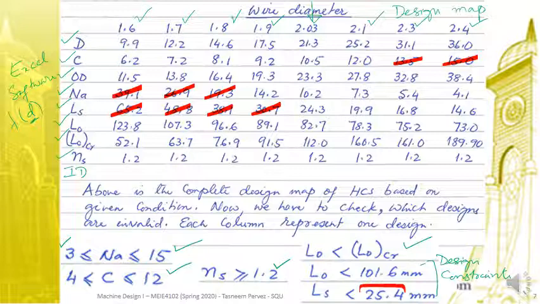And the free length has to be less than 101.6. So I go back and check it. This is unacceptable. This is unacceptable. This is okay. Let me erase it. I have to go and erase this one.